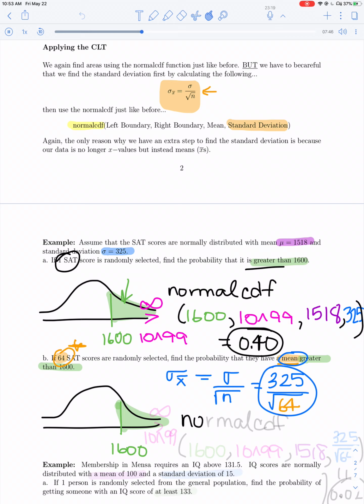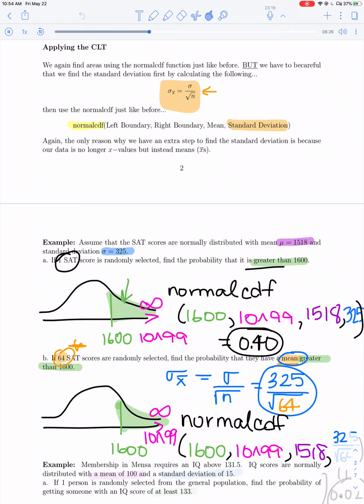So I'm going to do my normal CDF just like I did in the last one, because I'm trying to find an area or probability. I'm still starting at 1600. I am still going off to the right forever towards infinity. So I'm still going to use my positive 10 to the 99th next. Comma. I still have the same mean. The mean stays the same no matter what. We said the only thing that changes is the standard deviation. And I'm going to input it the way I have it written and let my calculator do the heavy lifting.